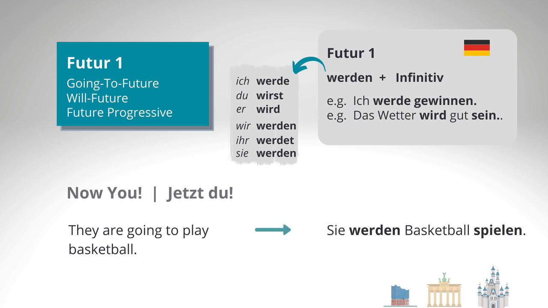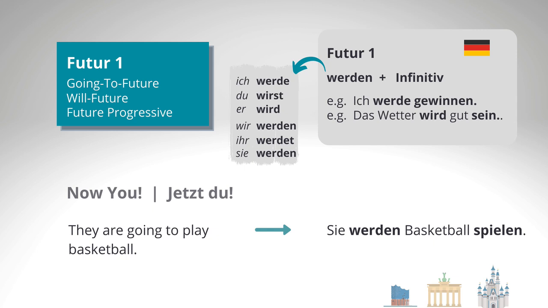The correct answer is, sie werden Basketball spielen. Sie means they, and are going to play means werden Basketball spielen. Remember, the Futur 1 is not only used for the will future, but also for the going to future and the future progressive. So all we need to do is find out the grammatical person, which is the third person plural, they are. Then look for the third person plural of werden, which is also werden, sie werden. Then we find the infinitive of our verb, which is spielen, and put it at the end of the sentence.